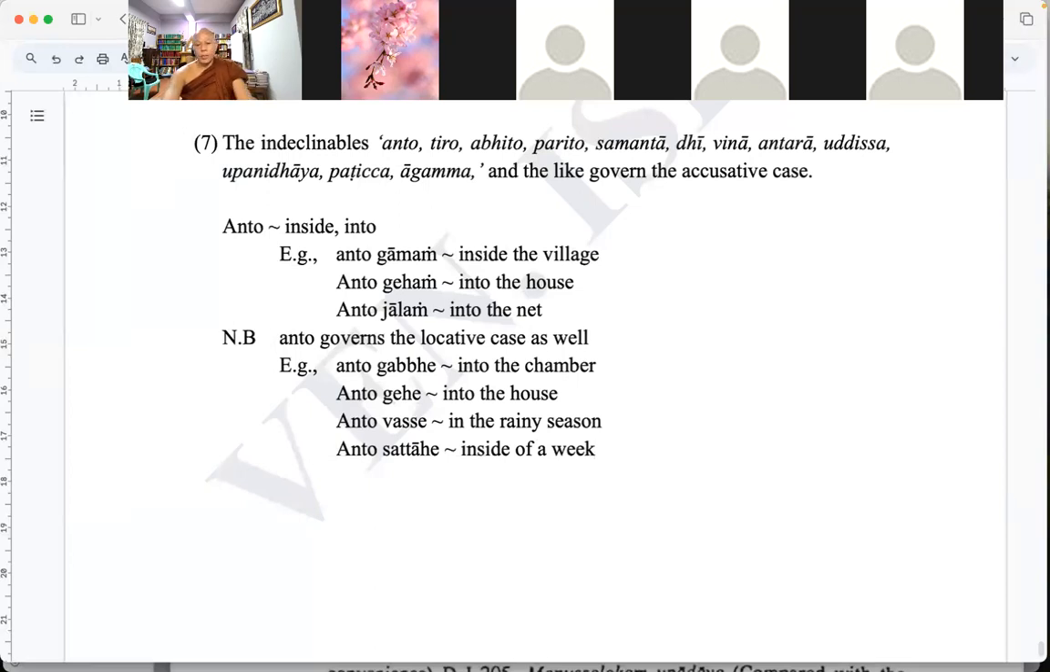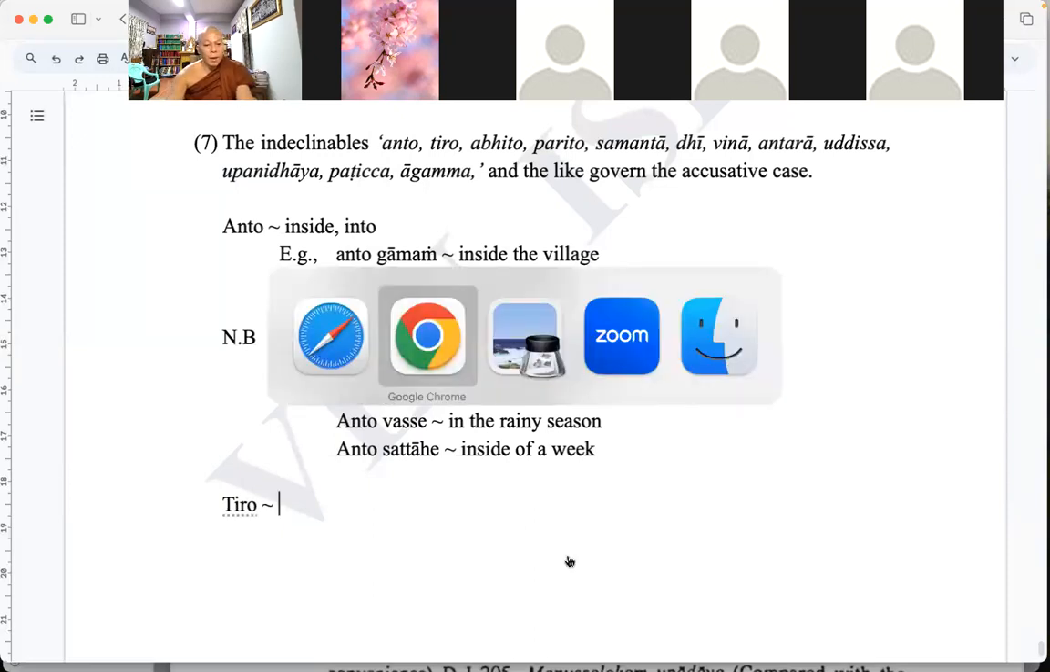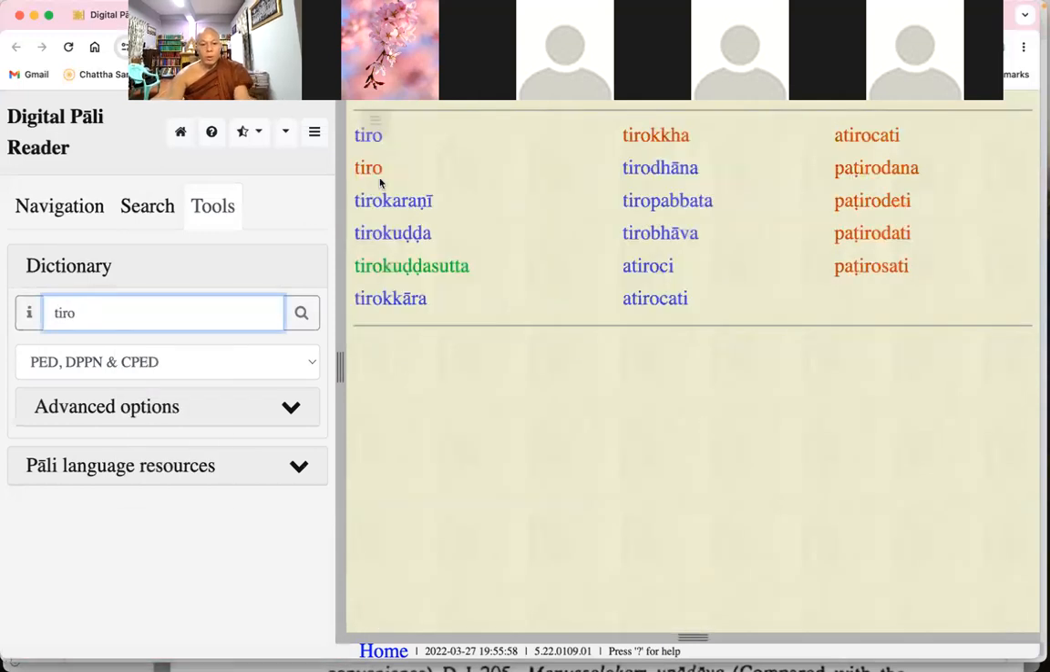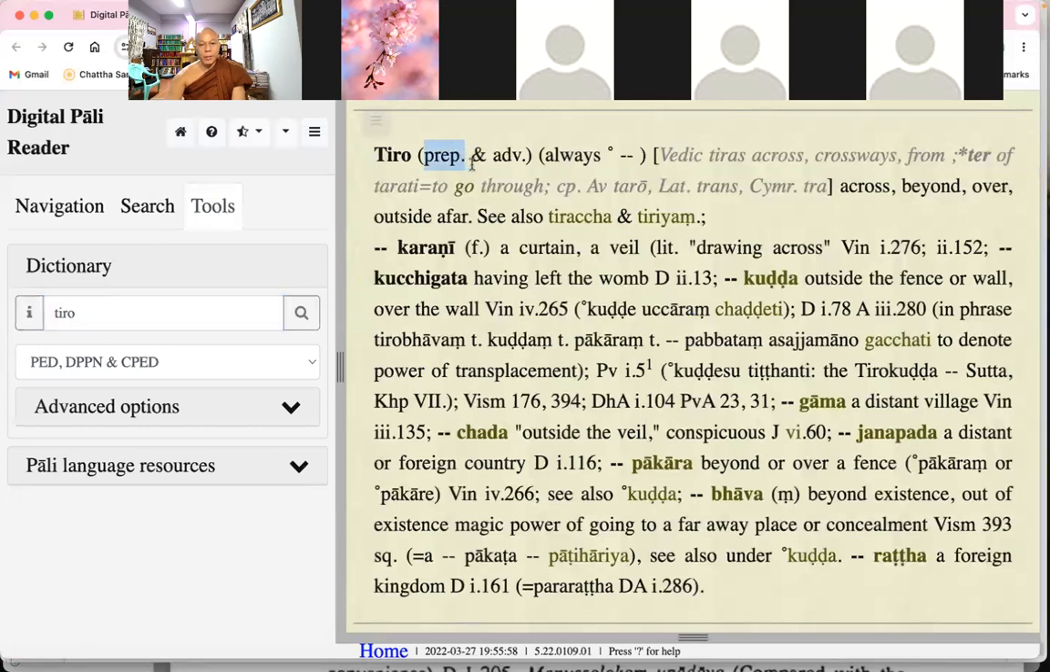And then another one, tiro. Maybe you remember, tiro koda. Tiro also maybe the same as ando in meaning. So let's see. Tiro is also an indeclinable particle, maybe used as a preposition or adverb. Using it as, oh sorry, not inside, maybe outside, you see: across or beyond or over. So tiro means across, crossway, or outside, opposite to ando which means inside. Tiro means outside, afar like that. With the accusative case, maybe in Pali.